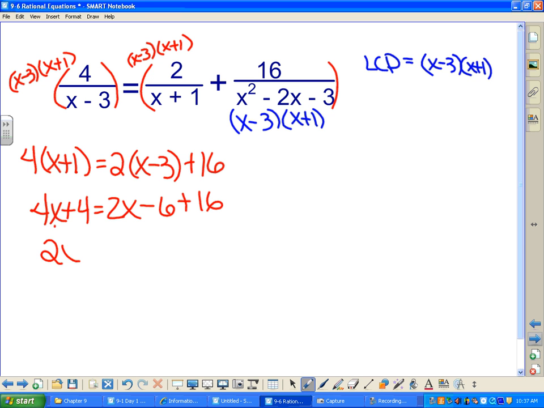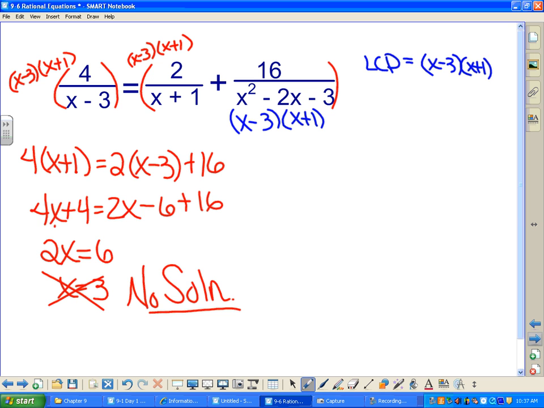So let's see, we'll have a 2x here. Add the 6 will be 10. Subtract the 16. I guess I don't even need to subtract the 16. I want to subtract the 4, don't I? So 2x equals 6. X equals 3. Yeah. Does 3 work? No. If that's the only possible answer I can get here, then what do we know about this equation? No solution. There's nothing that's going to make this work. Okay? Any questions on that? Okay.